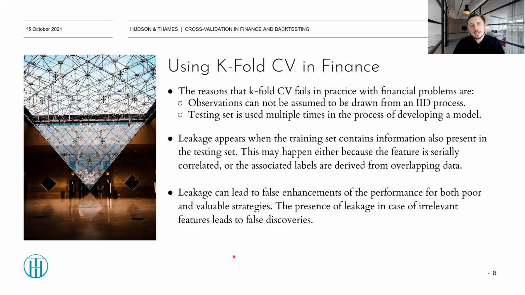And the second one is that the testing set is used multiple times in the process of developing a model, meaning that one can run a lot of runs on the k-fold cross-validation and optimize the results to this exact data set. So, previously mentioned, the leakage. The leakage appears when the training set contains information that is also present in the testing set. This may happen either because the features are serially correlated or the associated labels are derived from overlapping data. Meaning that if in our testing set, some of the labels contain information gained from elements present in the training period, then we have a leakage of data.